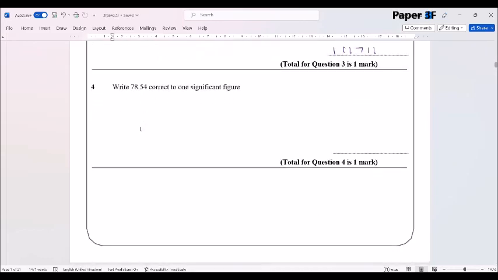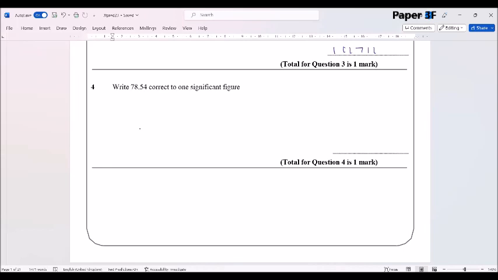Question number 4. Write 78.54 correct to 1 significant figure. Of course, the word significant means important, and so we can have a think about how this number is broken down. It's broken down into 70, it's got 8, and it's got 0.5 and 0.04.